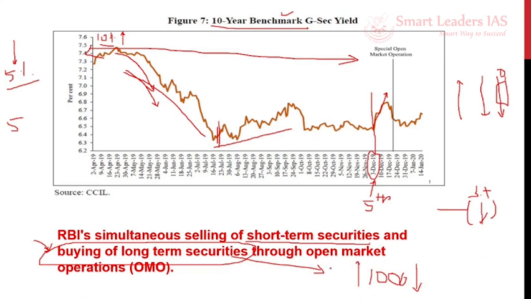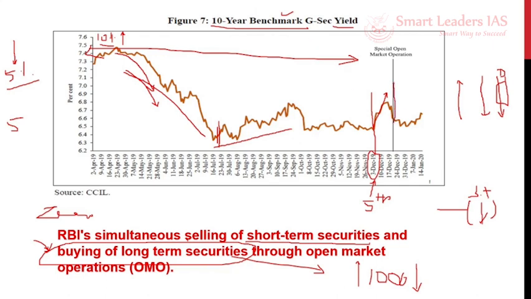If I need to put 1000 rupees inside, then I will absorb it. So this is selling and buying. When I buy, I will put 1000 rupees inside. And for the 1000 rupees, I will sell short-term securities exactly equivalent to this amount and absorb it. So this is going to end up with zero liquidity change in the market. Zero liquidity change is going to happen, but at the same time, what is going to happen? The yield curve of the 10-year or long-term securities is going to stabilize.